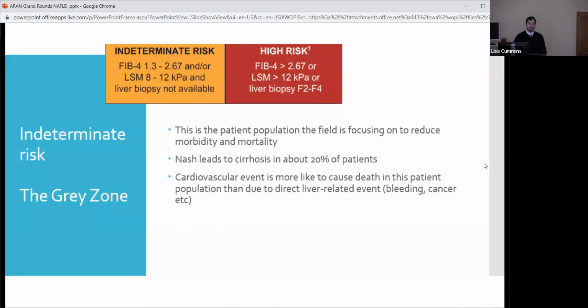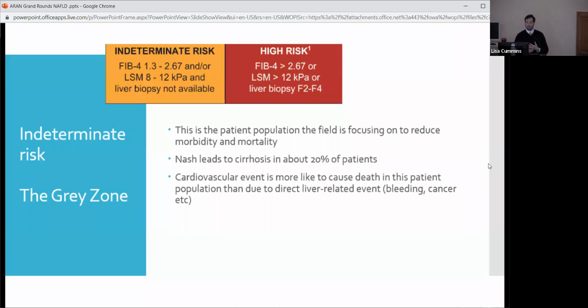NASH will lead to cirrhosis in about 20% of patients. That's a big number, especially when you think about how about 50% of the population is going to be obese in the next 10 years, and what percentage of those patients have fatty liver disease. And even if it's a low number, even if it's 1 to 6% of patients with NASH, overall that's a pretty big number. So this is why this is so important. It's becoming a huge epidemic in our country.